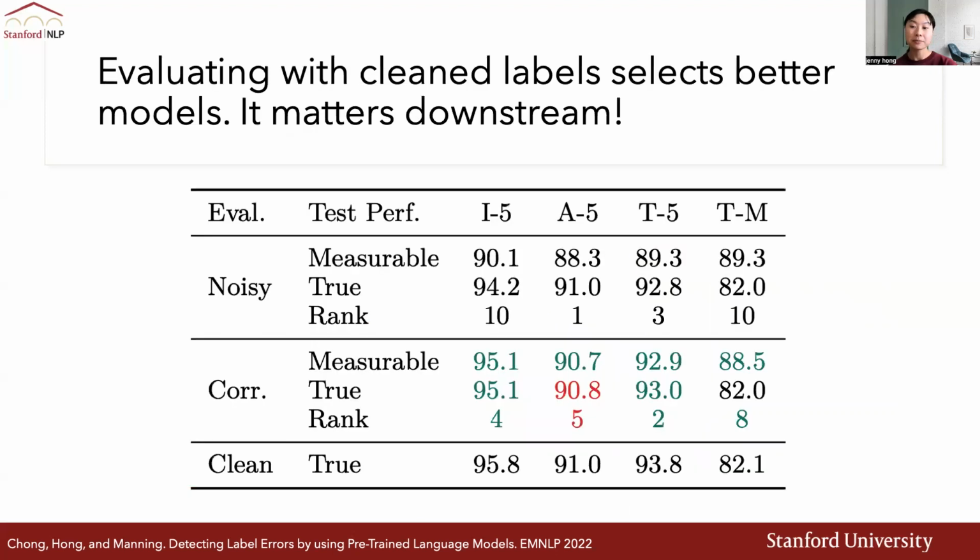Finally, we show that if you use our method to go clean up label errors, it matters. The cleanup validation set will select a different set of hyperparameters, which then changes downstream model performance. And the performance you report is also more accurate if you're reporting on corrected test data.